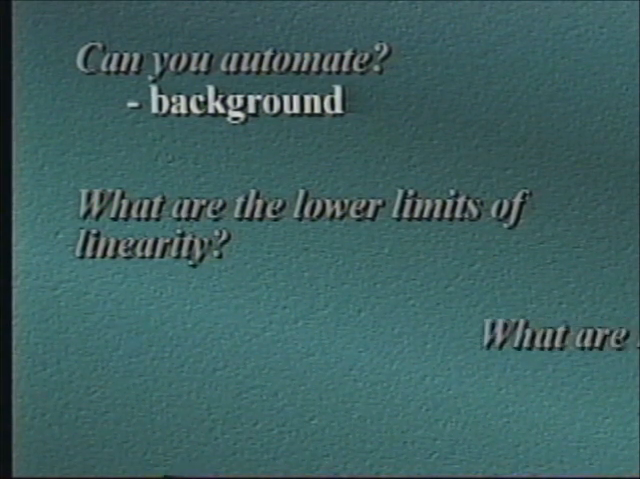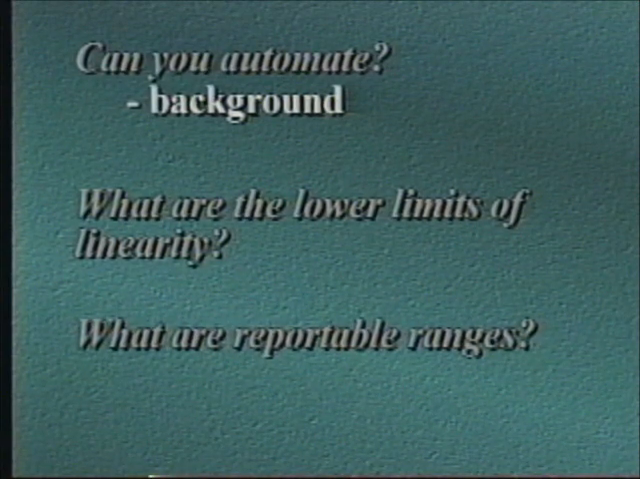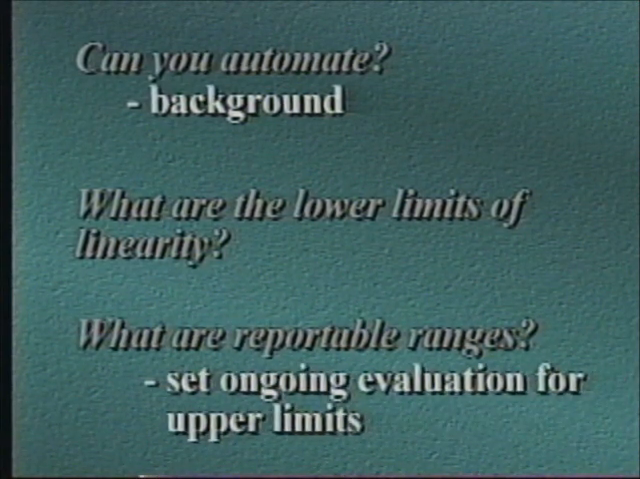Another thing that must be done is to set up an ongoing evaluation of your upper linearity limit. As your laboratory processes fluids with high total nucleated cell counts, the upper reportable range can be adjusted. This is not a difficult process. You're already doing the hard part, the manual hemocytometer count. Just zip the same fluid through your cell counter and save the results.